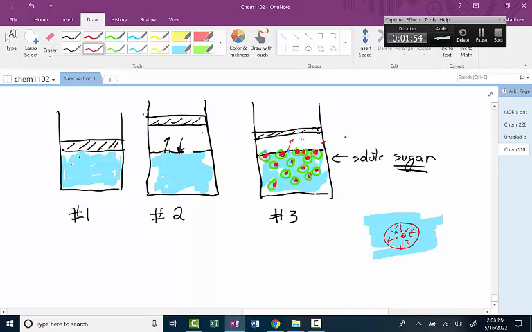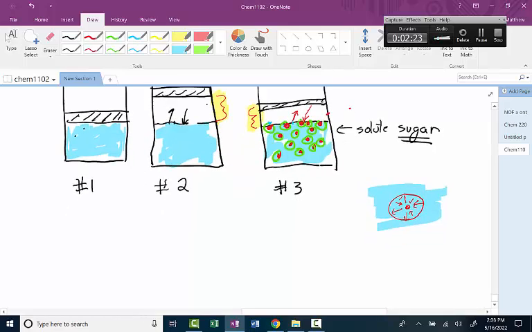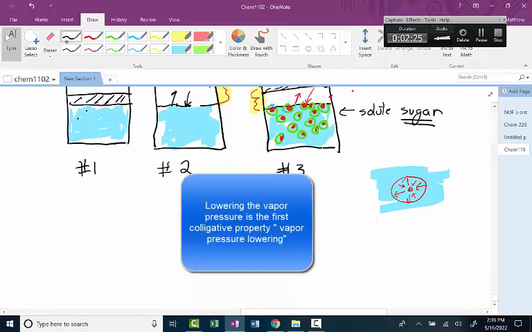And one way to think about it is the amount of vaporization decreases, but the amount of condensation stays the same. And so the vapor pressure drops a little bit, which I've indicated here. On this side, I have a smaller vapor pressure over here than I do on this side. That's probably the best way to think about it. There are other ways.